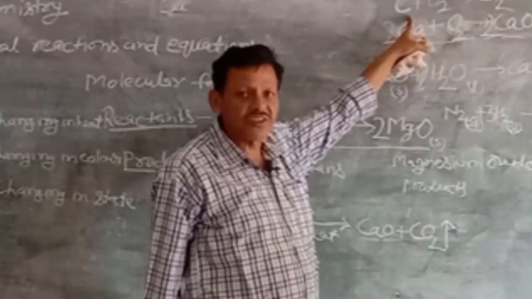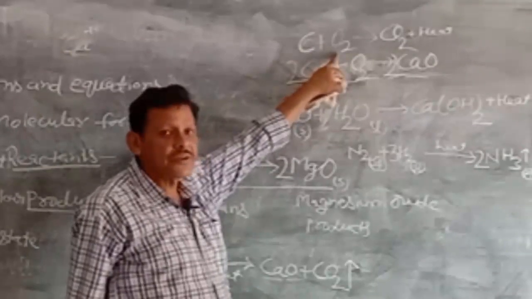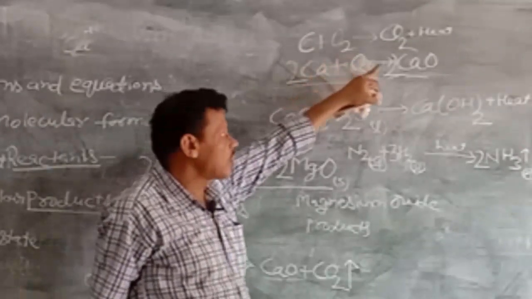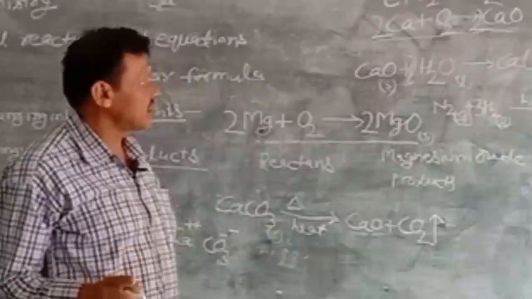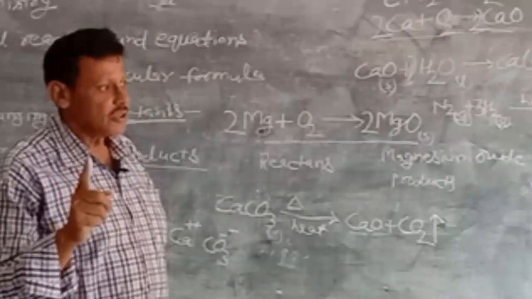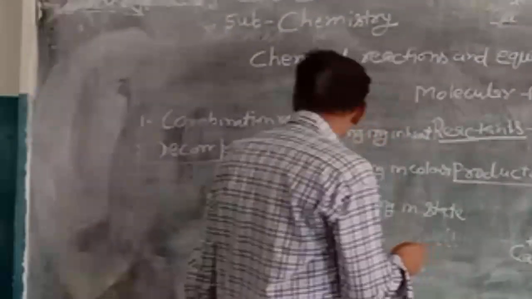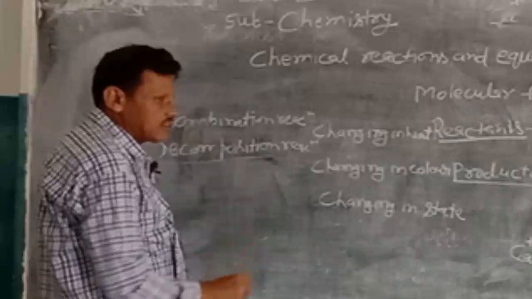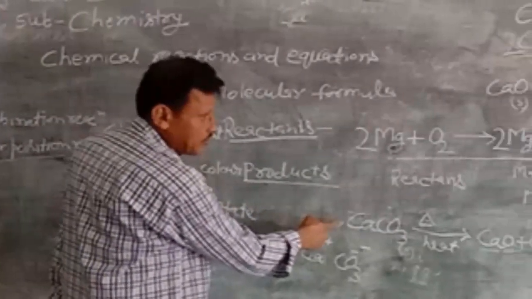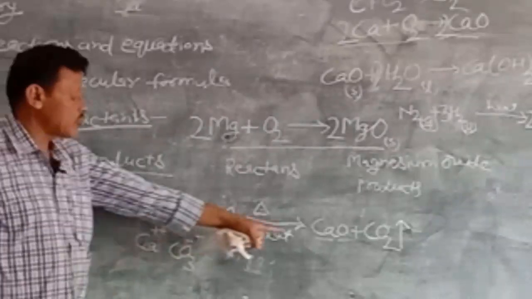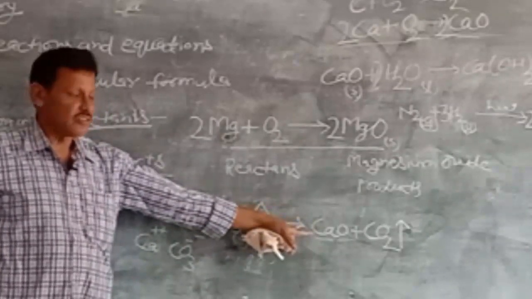Why are these called combination reactions? Because the number of reactants is 2 and the number of products is single. Two substances react with each other and form a single product, called a combination reaction. We come to decomposition reactions. Another example of decomposition reactions is calcium carbonate splitting into calcium oxide and carbon dioxide. It is called a decomposition reaction.